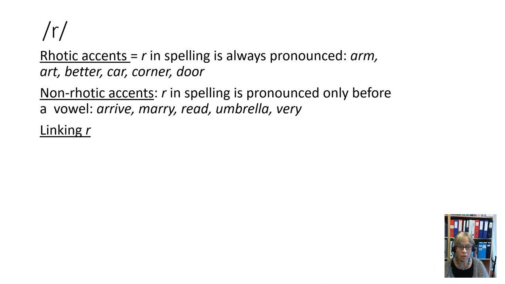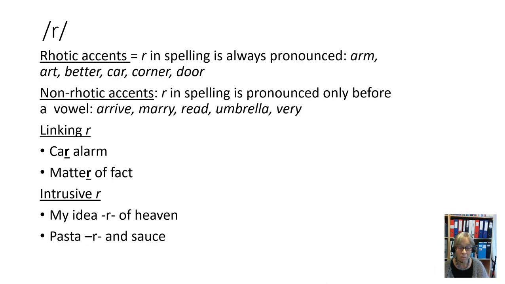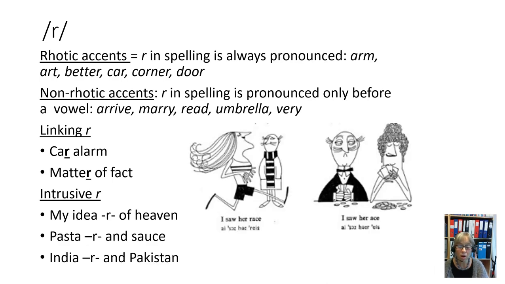Now, in non-rhotic accents, the ones that usually do not pronounce the R, they have a strange phenomenon called the linking R, because between vowels they often do pronounce the R, such as in car alarm. They put in an R there, or they pronounce it there. Car alarm, matter of fact. And they even put in an R where there is no R. My idea of heaven, pasta and sauce, India and Pakistan. A fun little characteristic of some British or British-like accents.